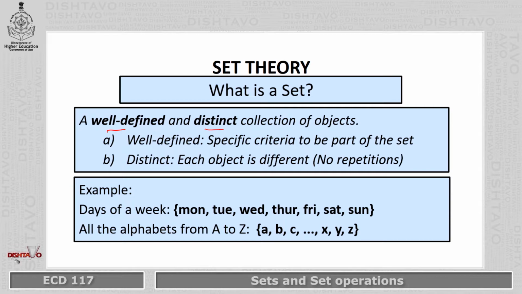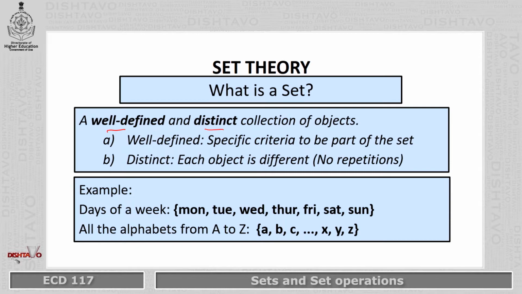The second example we have here is all the alphabets from A to Z. If you look at this example, you have A, B, C, and then you have an ellipsis that's telling you that there are some number of letters in between, and then we have the ending three letters X, Y, Z. So, this is also a set. Is this distinct? Yes, of course. There are no letters repeated in the 26 alphabets of the English language. And it is well defined because we are saying that these are alphabets from A to Z in the English language. So, these are two examples of a set.